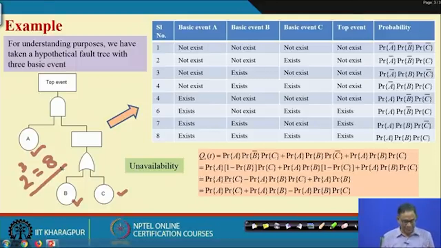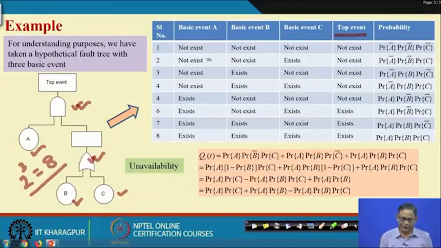Now, because you know the system configuration and also the AND and OR gate combinations, finally you will find that for some of the combinations the top event exists, and for some combinations the top event will not exist. For example, this is an AND gate. So A must occur, plus because this is an OR gate, either B or C or both B and C must occur, so that the top event will occur. So that is what is seen here.